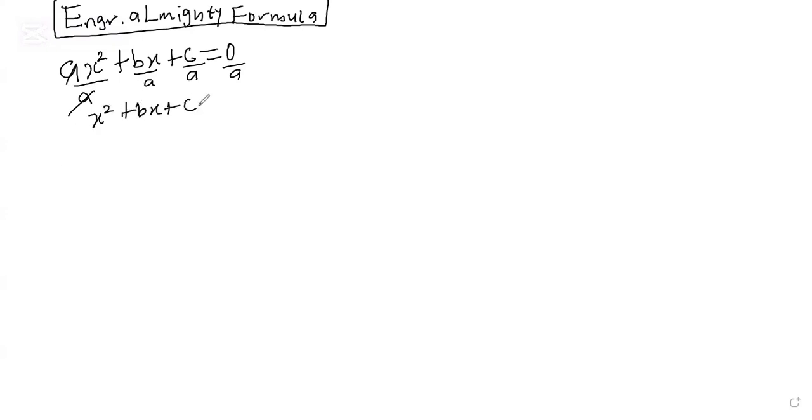Now, as we all know, the quadratic equation is generally in this form: ax squared plus bx plus c equals 0. So this is the general form of the quadratic equation. But when we want x squared to stand alone, we simply divide through by a. So here we have x squared plus bx over a plus c over a equals 0. So this is another form of the quadratic equation.